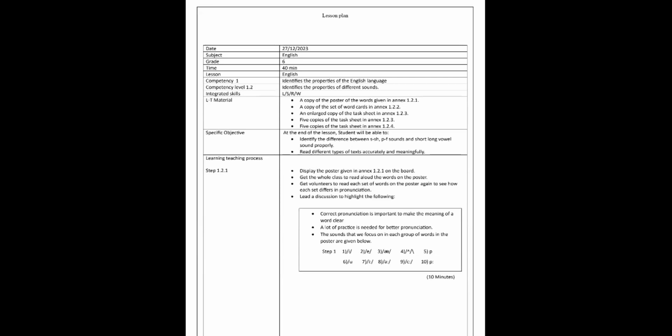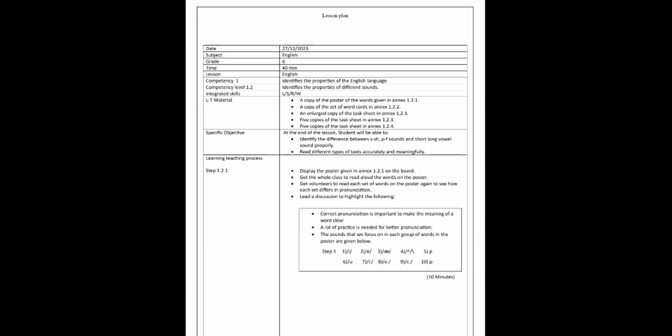Learning teaching process. Step 1.2.1. Display the poster given in Annex 1.2.1 on the board. Get the whole class to read aloud the words on the poster. Get volunteers to read each set of words on the poster again to see how each set differs in pronunciation. Lead a discussion to highlight the following. Correct pronunciation is important to make the meaning of a word clear. A lot of practice is needed for better pronunciation. The sound that we focus on in each group of words in the poster are given below.